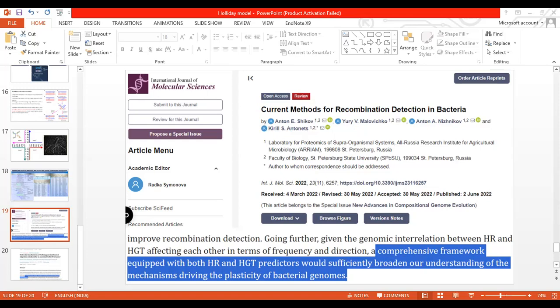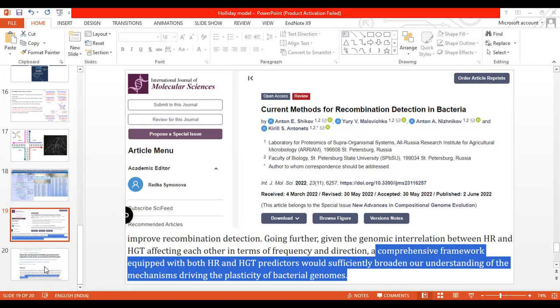And the third important issue this paper, published in 2022, has addressed is genomic interrelation, meaning the review emphasized the interconnectedness between HR and horizontal gene transfer processes on the genome, influencing each other in terms of frequency and direction. A comprehensive framework with predictors for both mechanisms would contribute to a more nuanced and complete understanding of bacterial genome evolution.